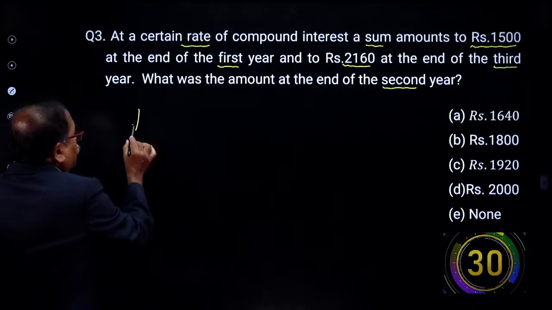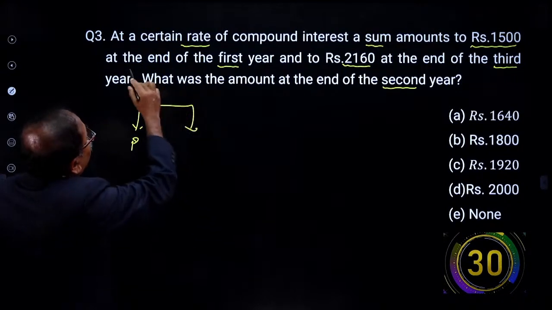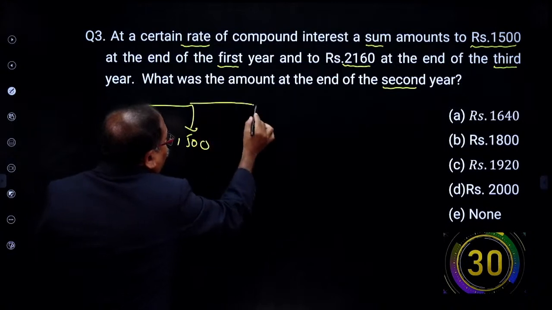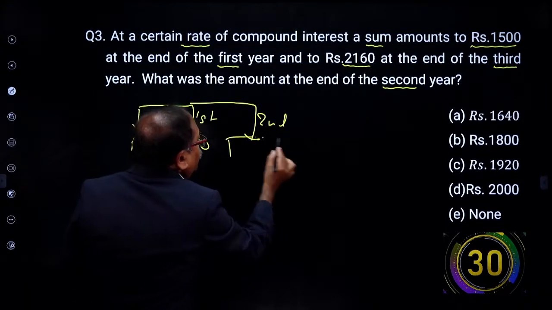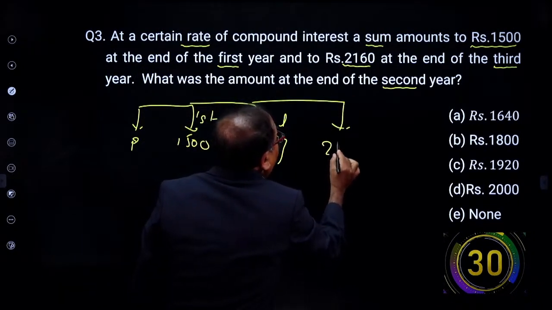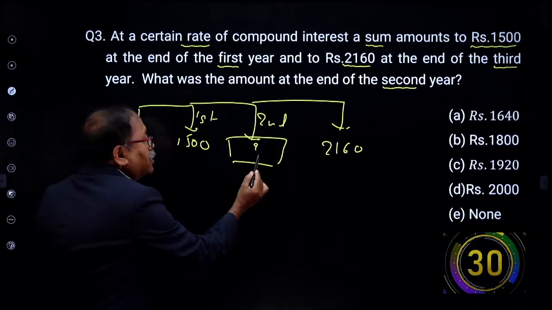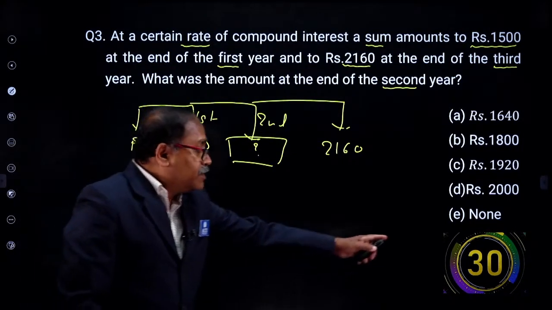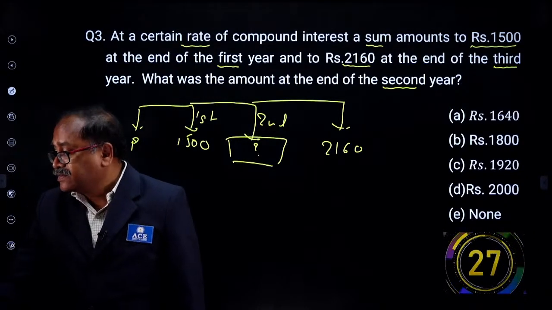So here there is P. I don't know how much P is. At the end of the first year it is given to us that it becomes 1,500, and at the end of the second year, that is what I need to find out. What I know is that at the end of the third year it is 2,160. So can you get this value? What will be the amount at the end of the second year? Your time starts now. Come on, my friends.